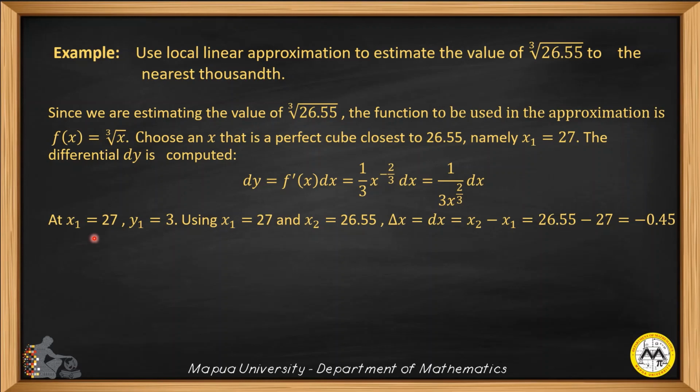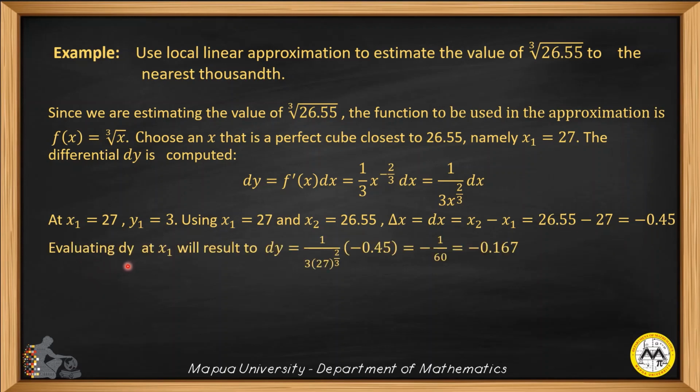Now with x sub 1 equal to 27, y sub 1 would be equal to 3, that is just the cube root of 27. And using x sub 1, 27, and x sub 2, 26.55, we compute for delta x given by x sub 2 minus x sub 1. Now remember that is also equal to dx. And this will be the difference between 26.55 minus 27, or negative 0.45.